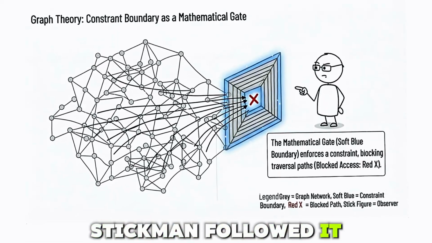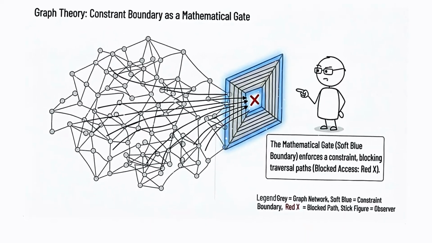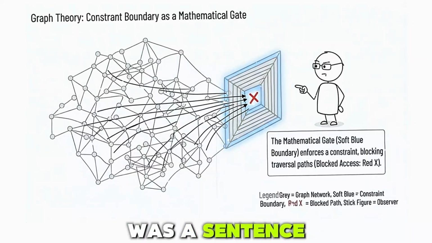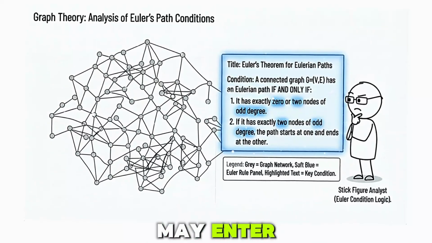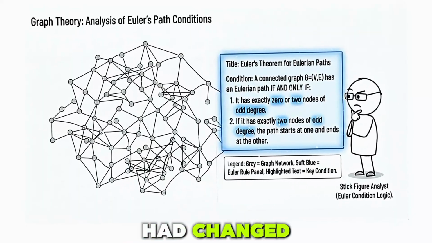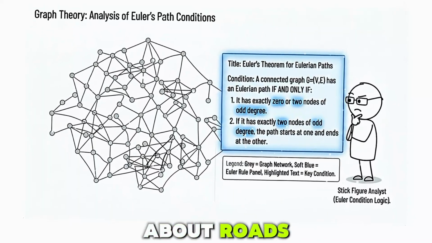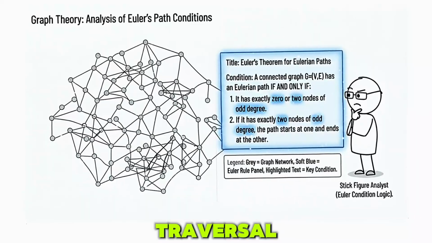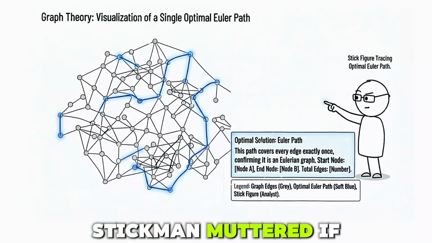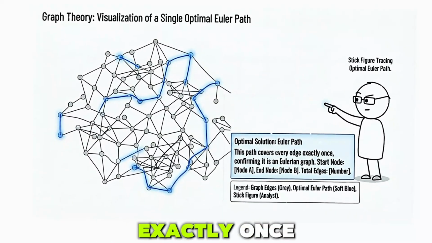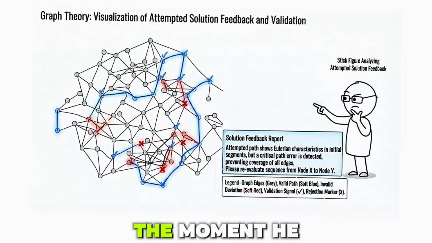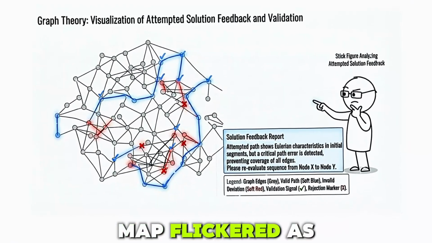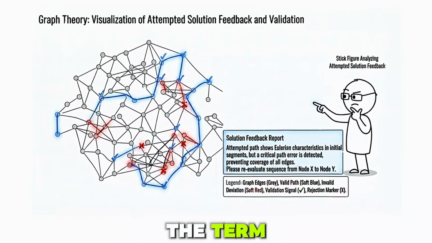Stickman followed it, and arrived at a locked gate. Engraved on it was a sentence. "Only those who understand every connection may enter." Now the problem had changed. This wasn't just about roads, it was about traversal. Stickman muttered, "If I want to travel every edge exactly once, I need an Euler path." The moment he said it, the map flickered, as if it recognized the term.